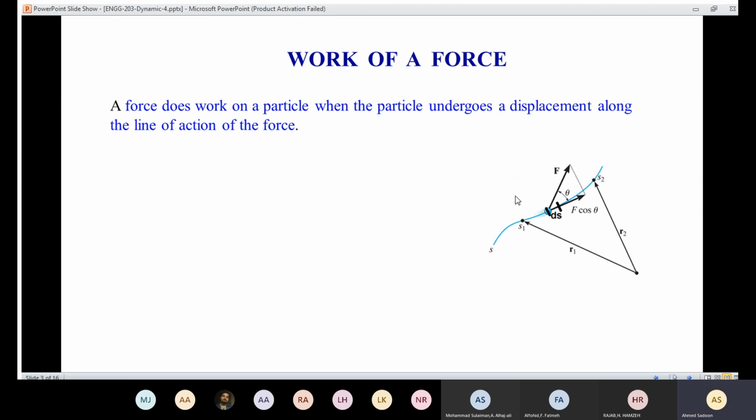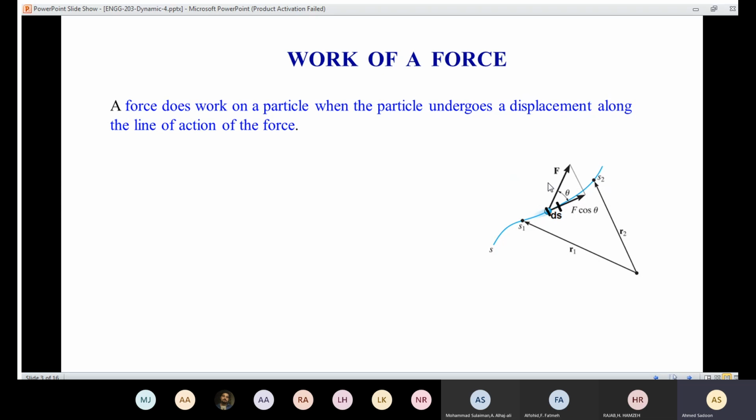Then we have a force acting on that particle. And as a result, that particle moves a very small distance, ds, from this point to that point. So we are going to say that a force does a work on a particle. If that particle moved a distance because of that force, we are going to say that a force does a work on a particle when the particle undergoes a displacement along the line of action of the force. So the displacement should be along the line of action of that force.